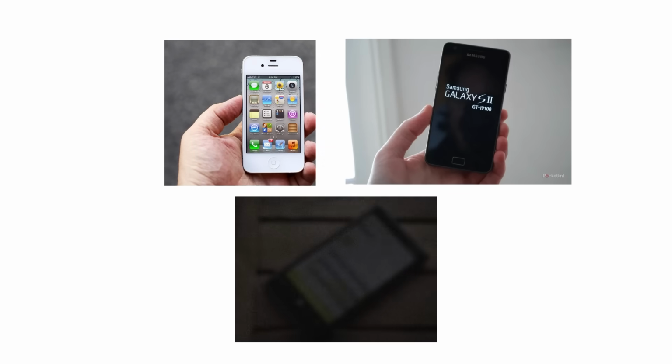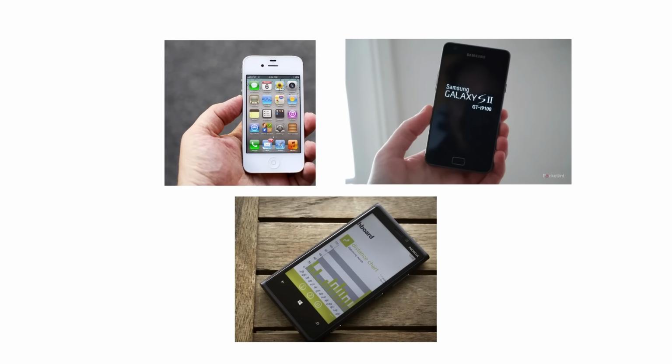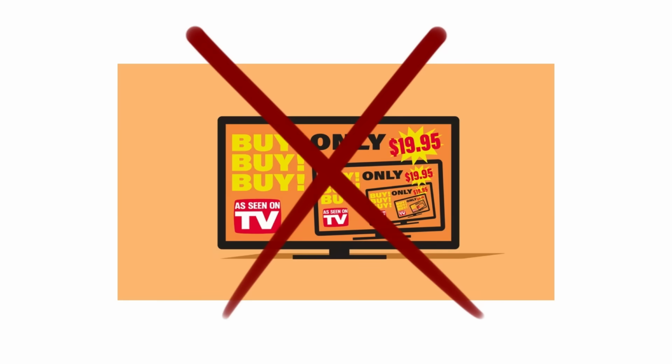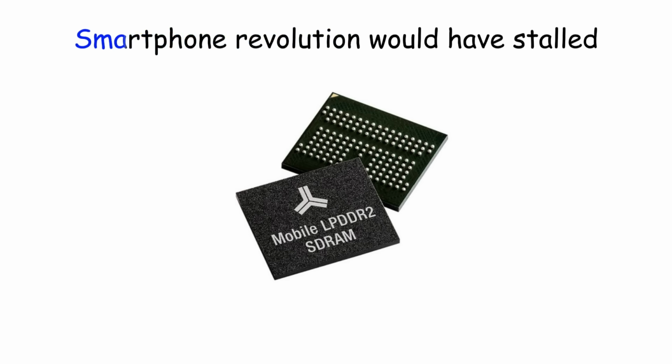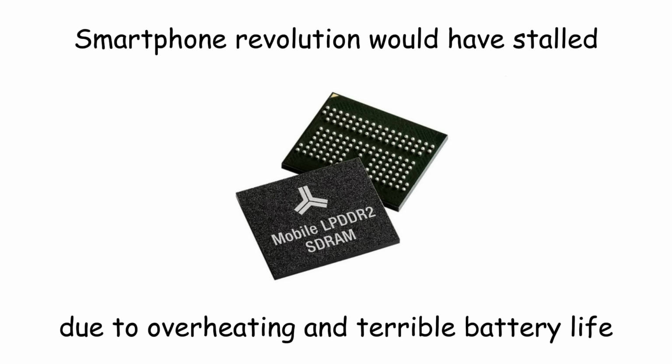It powered the legendary devices that defined the early Android and iOS boom. Nobody was making commercials about the specific RAM inside their device, but without the efficiency of LPDDR2, the smartphone revolution would have stalled out due to overheating and terrible battery life.